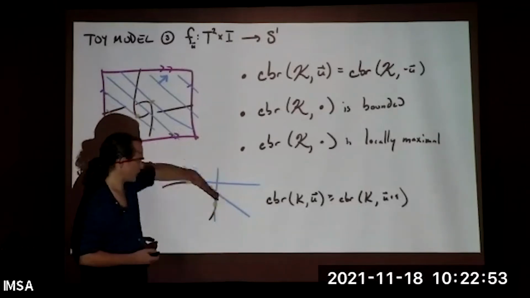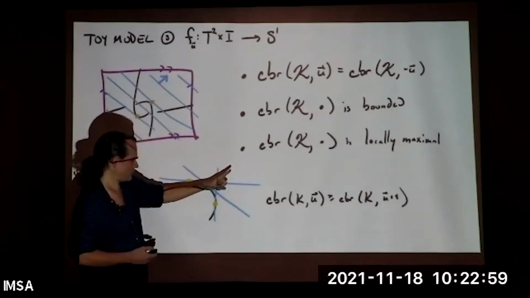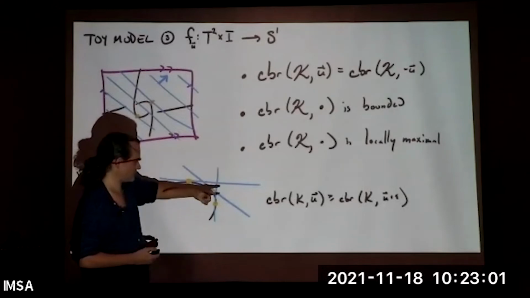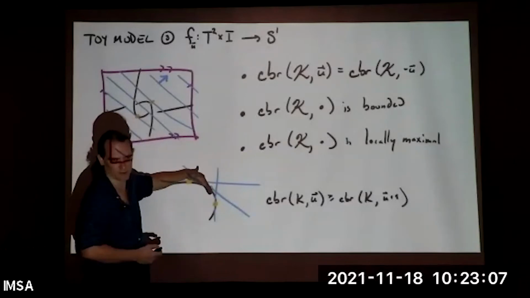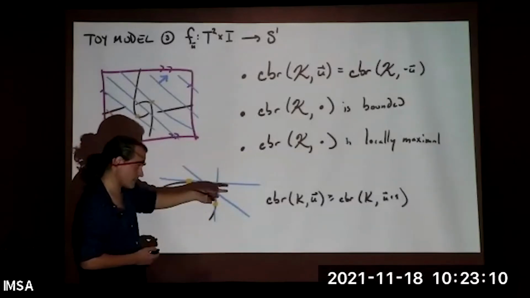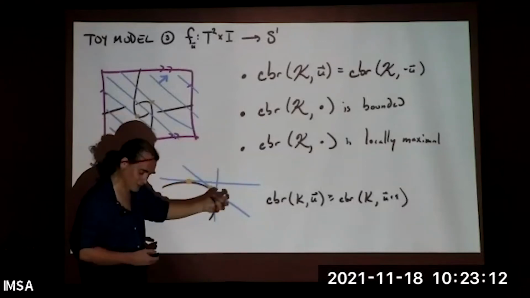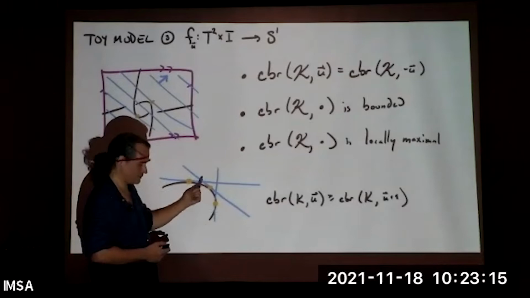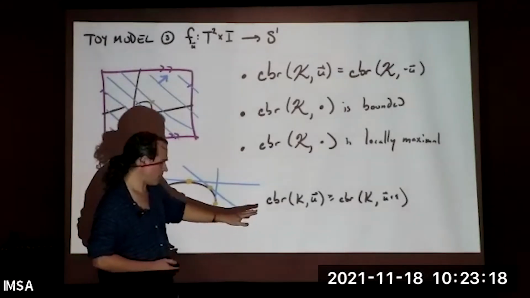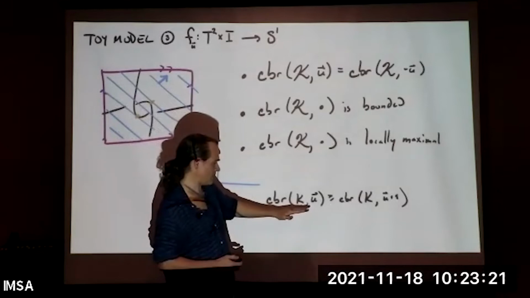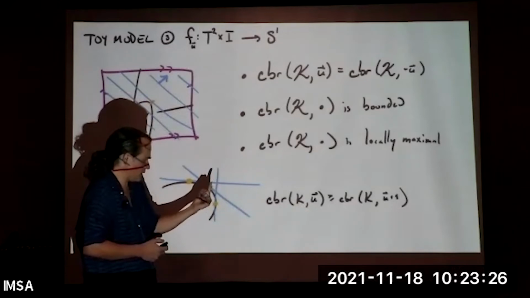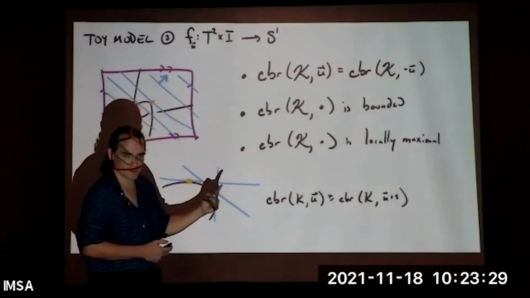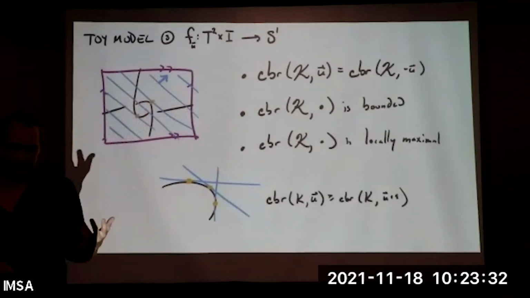Say K realizes the circular bridge number for this direction. Well, then for that same presentation, as I tilt it ever so slightly, I'm going to get the same critical points, those are stable. But that particular presentation of K might be able to isotope around and reduce it as I tilt it some. So all I can really say is that locally, in a small interval of directions, I know I'm locally maximal. So that's an interesting feature there.